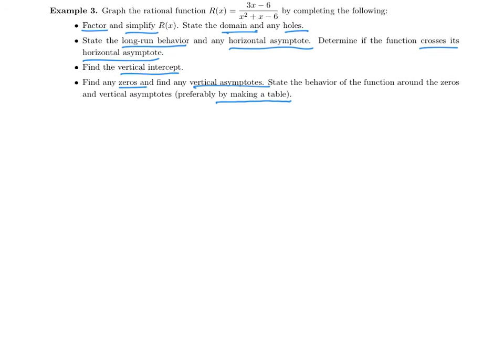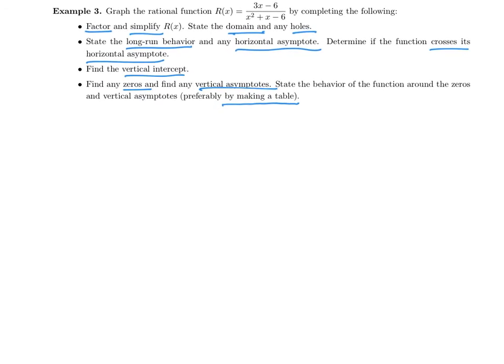I'm going to zoom in a little bit just to make sure we have enough space. So let's see. We have that r of x is equal to 3x minus 6 over x squared plus x minus 6.